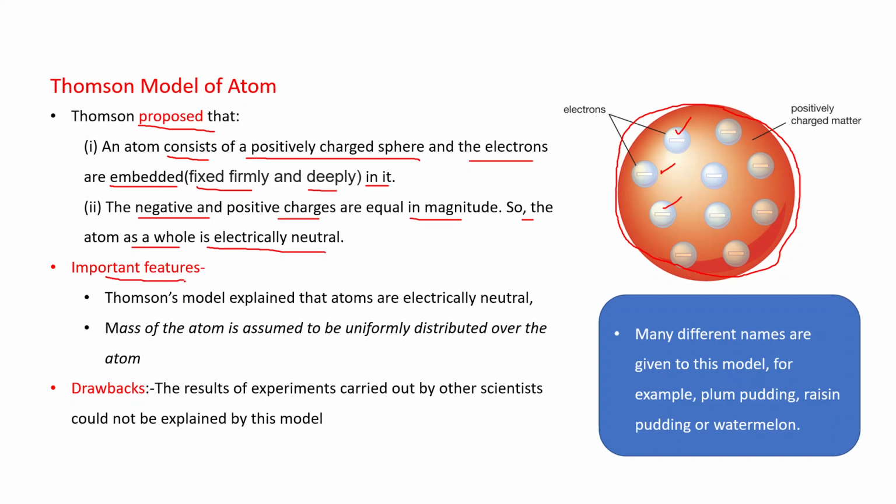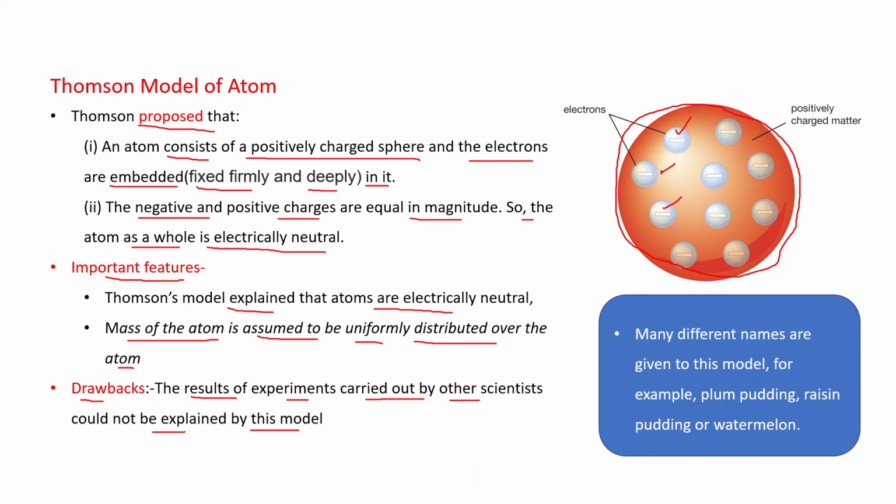What are the important features of this model? The Thomson model explained that atoms are electrically neutral and the mass of the atom is assumed to be uniformly distributed over the atom. But some drawbacks are also there. The results of experiments carried out by other scientists could not be explained by this model.